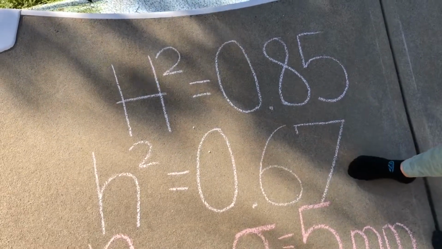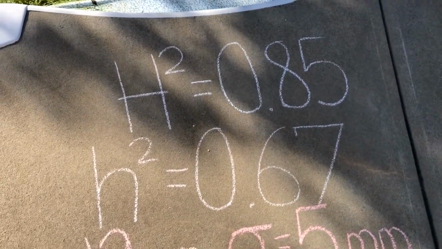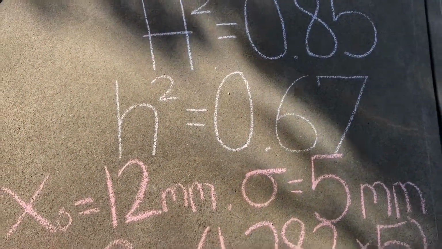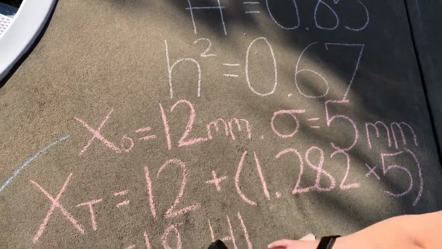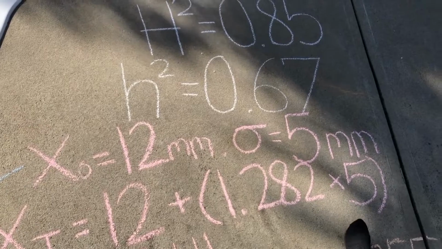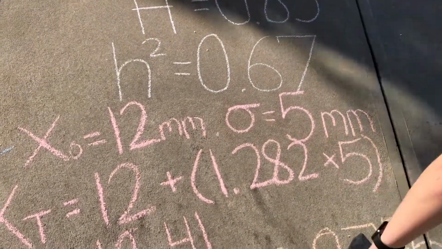The broad sense heritability, uppercase H squared, of hind leg length in frogs is 0.85, and the realized heritability, lowercase h squared, is 0.67. The mean hind leg length of my original population, represented by x naught, is 12 millimeters, which is just less than half an inch, with a standard deviation represented by sigma of 5 millimeters.